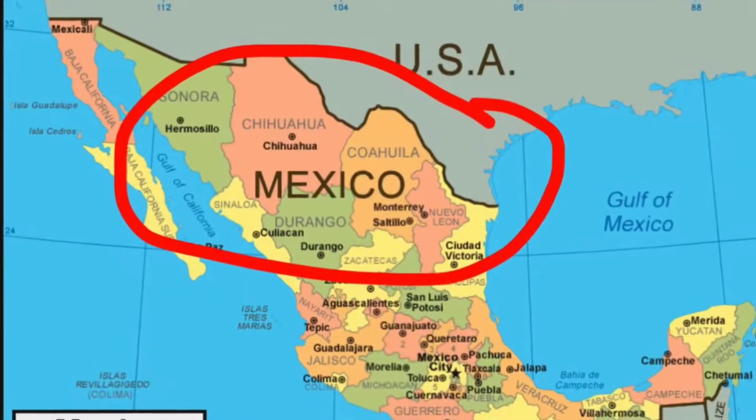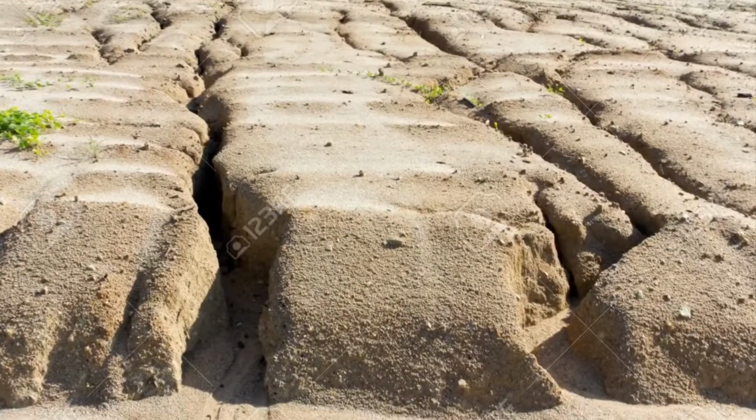An example of where this has happened would be northern Mexico in the mid-1980s. Grazing stock like cattle, goats, sheep, and hogs increased from 22 million in the 1950s to 50 million in the 1980s. This caused severe desertification and erosion in the area.